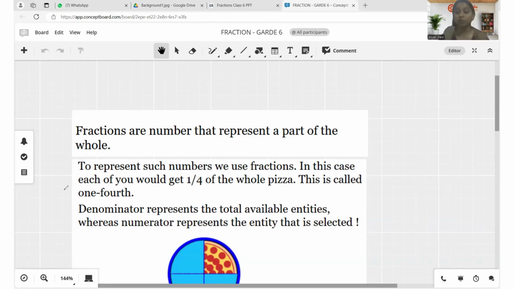It is something that we use in our everyday life. Yes, you heard it right. Fraction is something which we use in our everyday life. So we are going to learn about fractions today.